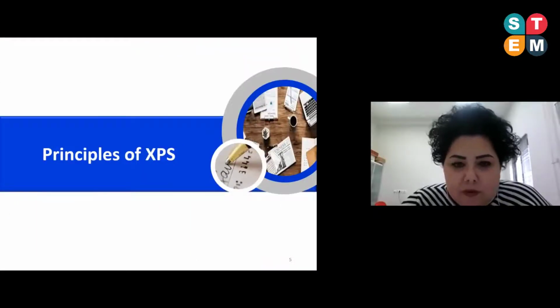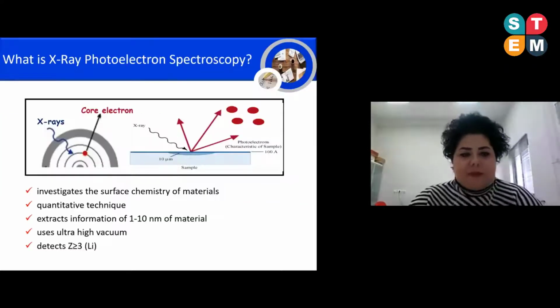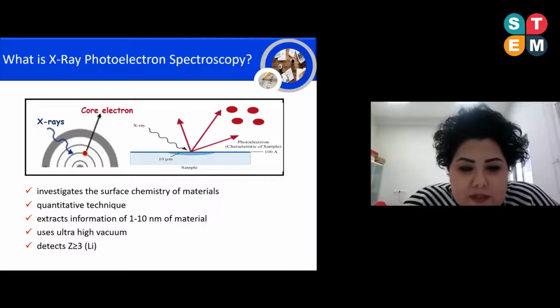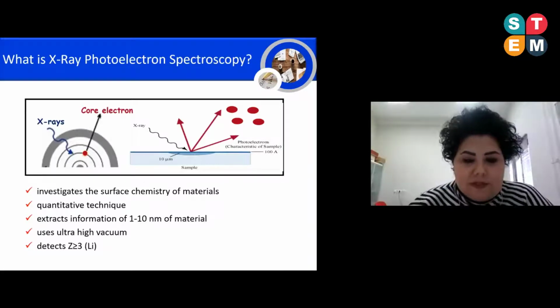Before going through our results, I would like to briefly mention the principles of X-ray photoelectron spectroscopy. By photoelectron spectroscopy, which is XPS, you can investigate the surface chemistry of any material. It gives quantitative information, and it extracts information from about 1 to 10 nanometers of the material. It uses ultra-high vacuum, and you can detect every element greater than lithium.